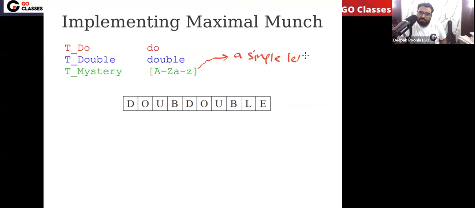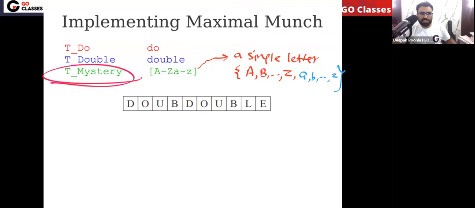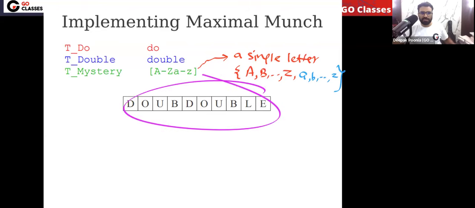Basically this is either A or B, from capital A to capital Z, or from small a to small z. Yes or no? So please understand that for this mystery token, if you see the corresponding regular expression, there is no star here. This is not a sequence of letters. This is a single letter. Okay, very simple.